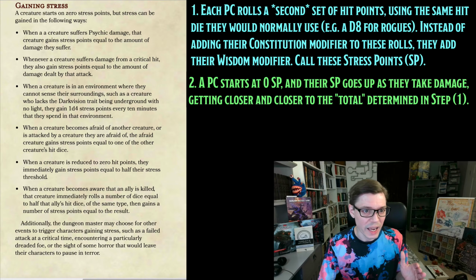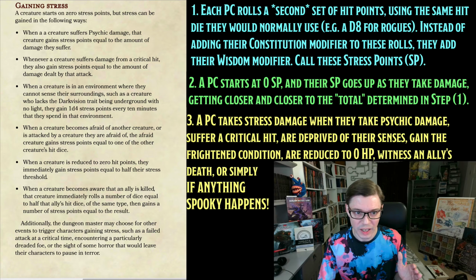When it comes to gaining stress damage, you get it from psychic damage, from critical hits, from environments that deprive you of your senses, from the frightened condition, from being reduced to 0 hit points, and from witnessing the death of an ally. And here Kor-Artificer elegantly employs a set of rules in order to handle those.